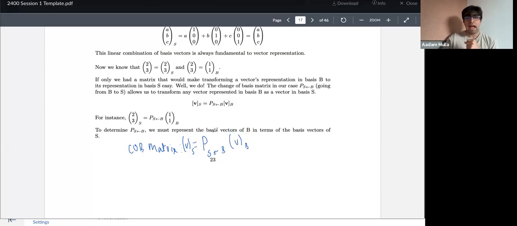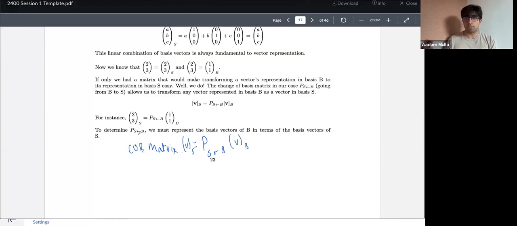How do we find this matrix? It's actually going to look like a matrix. Here's the key line, and this is usually the most confusing part. To determine P from B to S, we must represent the basis vectors in B in terms of the basis vectors of S. The way I remember this is, let's say I'm going to Mexico for vacation.